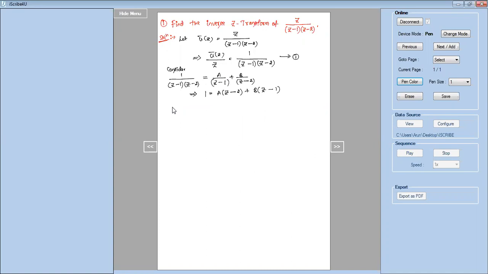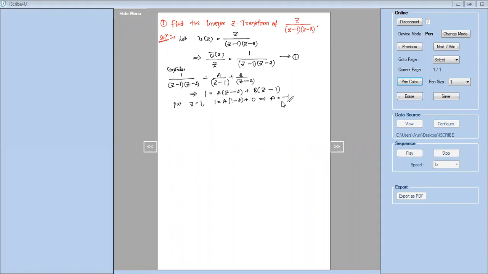So now put z is equal to the first root 1. So here there are two values, the two roots here. One is z is equal to 1, another one is z is equal to 2. So let us substitute z is equal to 1 first in this. If I put z is equal to 1 in this, you get 1 equals A into 1 minus 2, whereas B becomes 0. So this implies A equals minus 1. Correct? The value of A is minus 1.